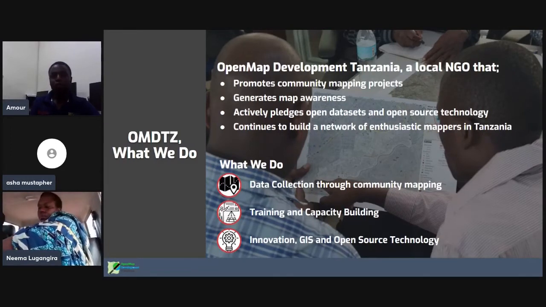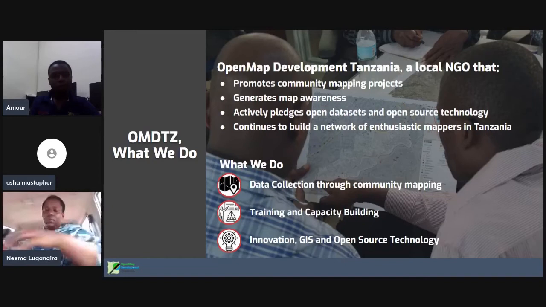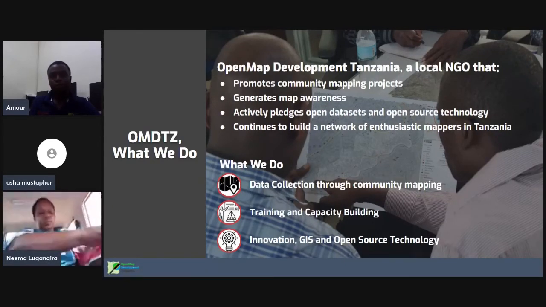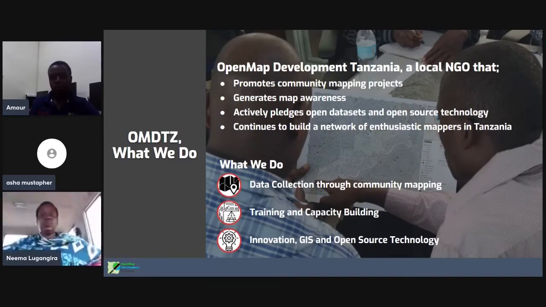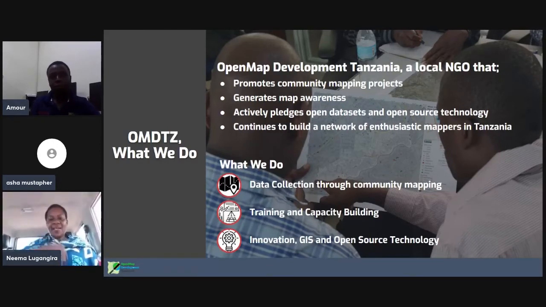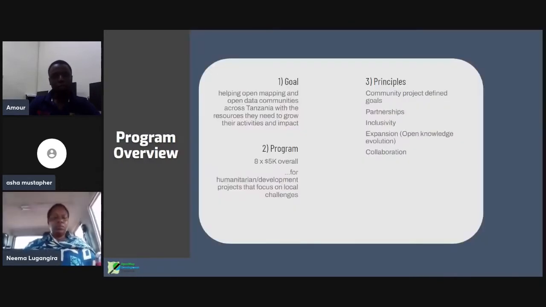And also we are focused on creating or improving tools which enable us to collect data at high accuracy using GPS, which is called RTK, or real-time kinematic GPS. It is a tool which OpenMap Development Tanzania is still improving, to capture coordinates at accuracy up to 5 centimeters or even better. So that's what OMDTZ does.